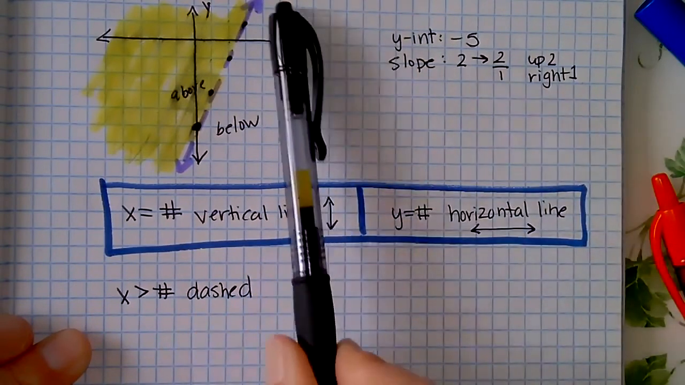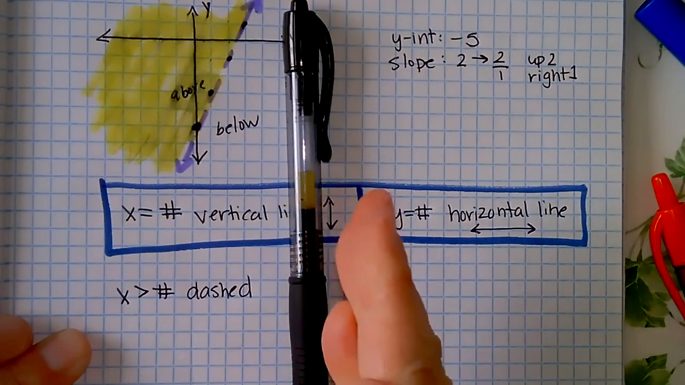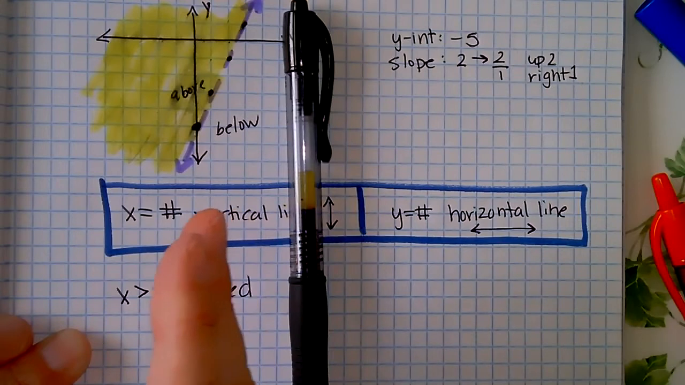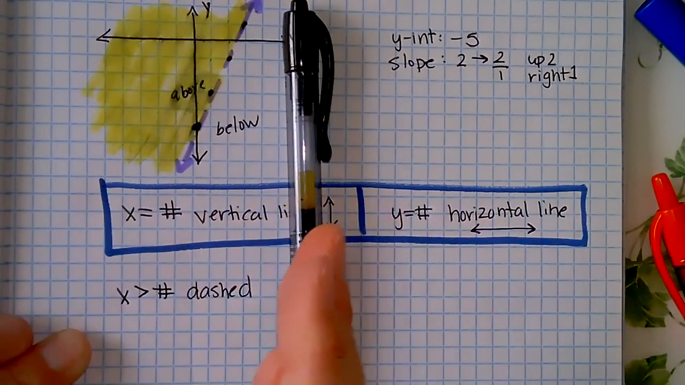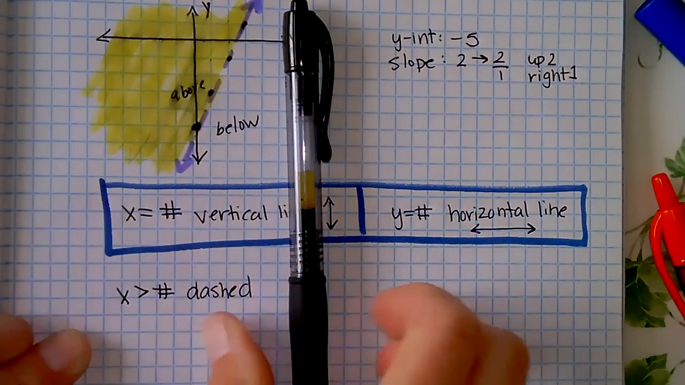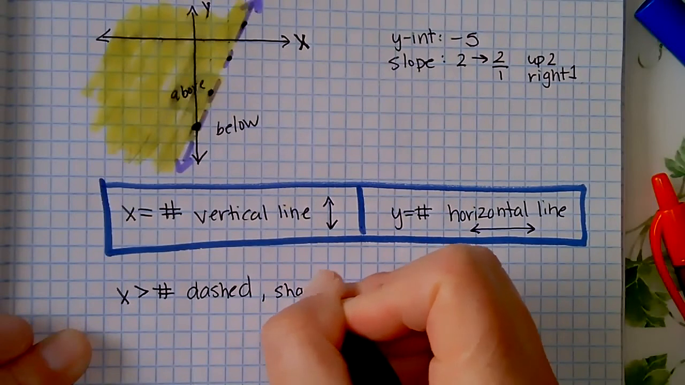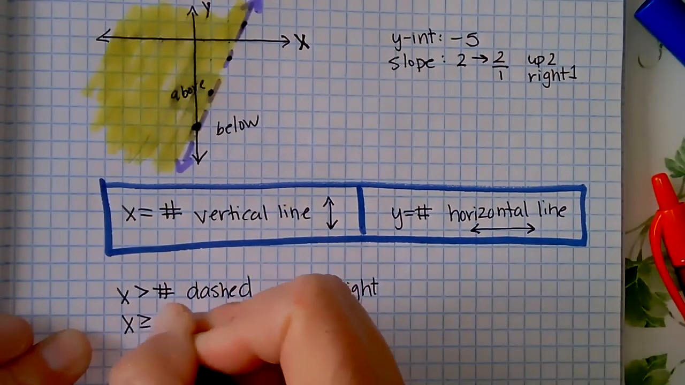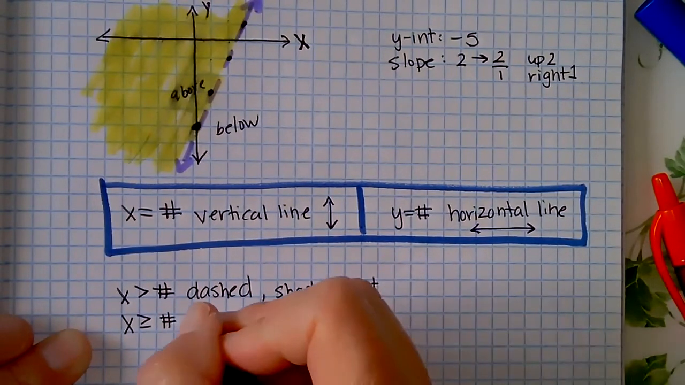And if you think about this pen being my vertical line, as I go to the right, I'm getting bigger numbers. As I go to the left, I'm getting smaller numbers. So greater would be to the right, less than would be to the left. So it's going to be dashed and shade right. And x greater than or equal to a number, solid and shade right.